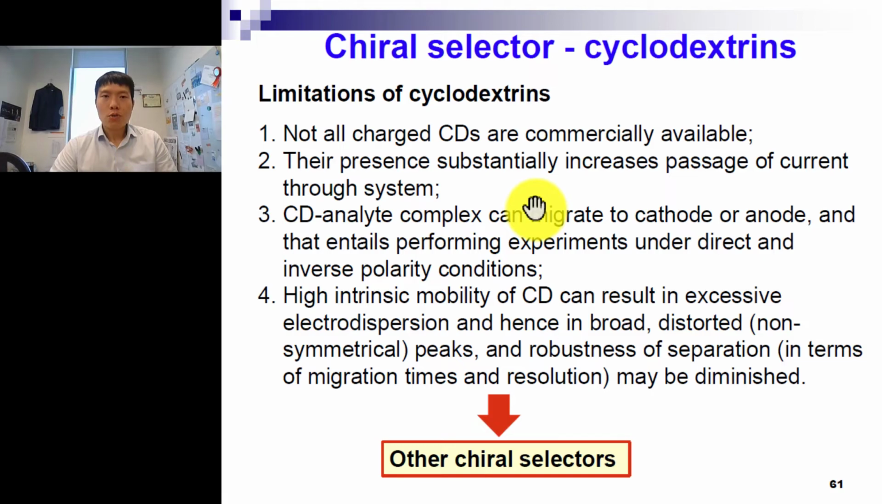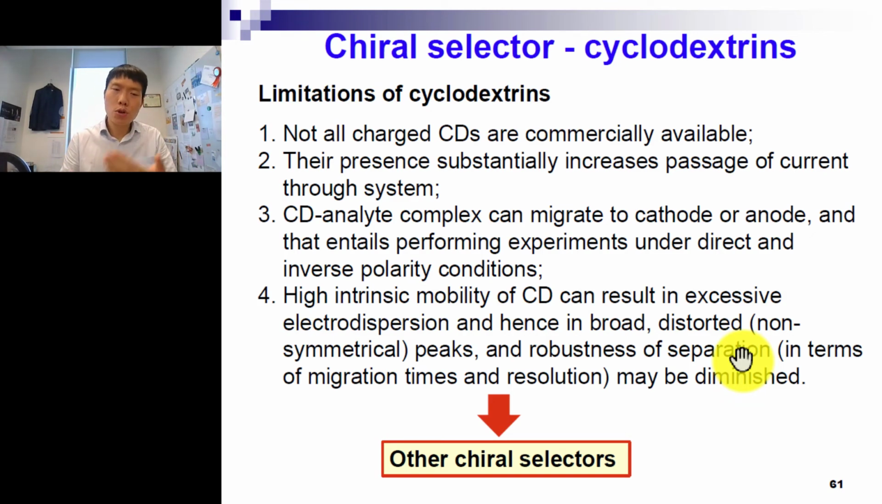And the thing is, because it's charged, right, your CD is charged, so it becomes part of the substrate. It gets affected by the current after all, right? So this CD-analyte complex can also migrate to one of the electrodes, cathode or anode, and this entails performing your experiments under either direct or inverse polarity conditions. And of course, because you have the CDs themselves, after all, they are also organic compounds put inside there, and they need to be separated. So there's also some intrinsic mobility that causes excessive electrodispersion and maybe broad asymmetric signals. So the separation might be diminished.